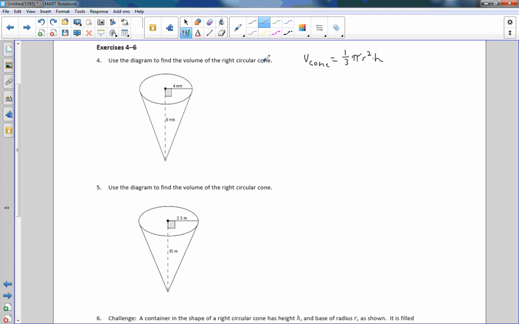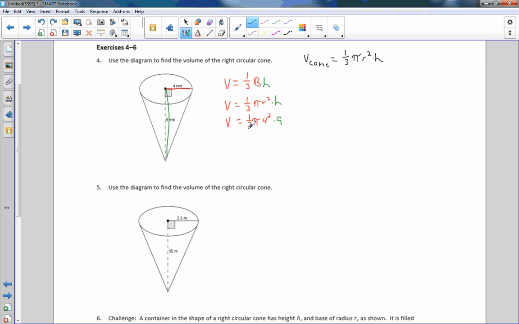Use a diagram to find the volume of the right circular cone. So volume equals 1/3, and it's the B times the H again. But in this case, the volume equals 1/3 the base, and the base is pi r squared, by the way, so it's 1/3 pi r squared times the height. Volume equals 1/3 pi. The radius is 4, so that's going to be 4 squared, and the height is 9.